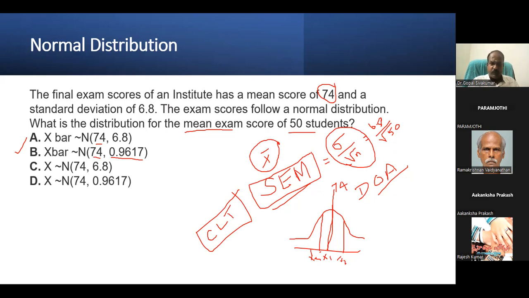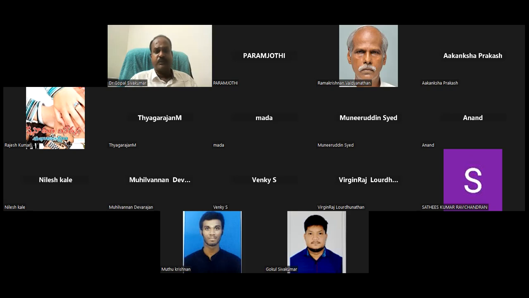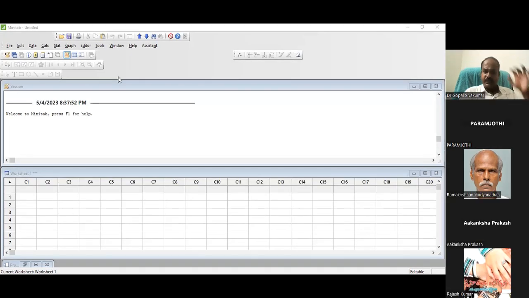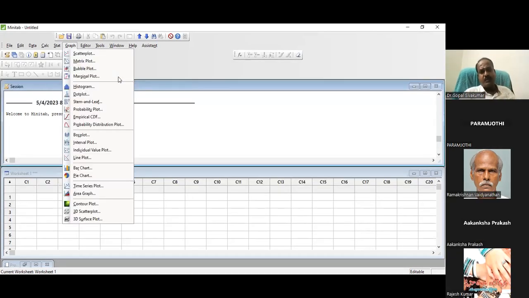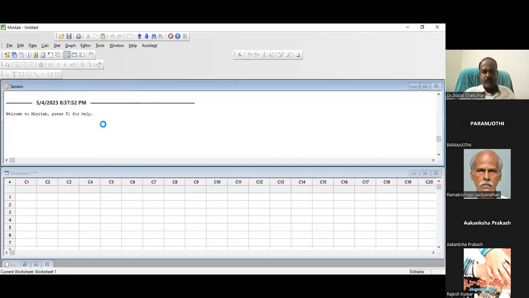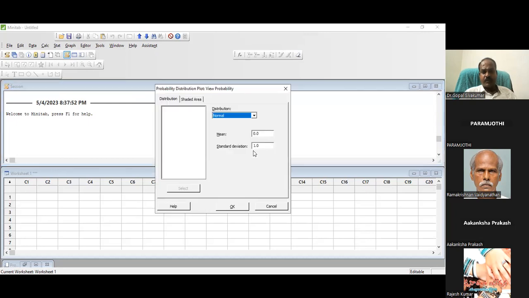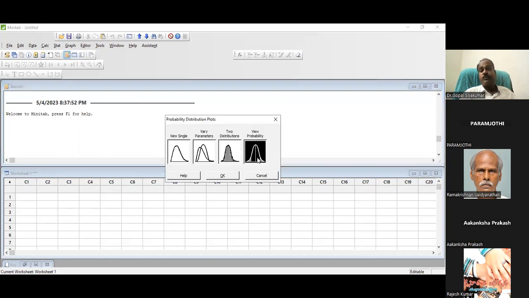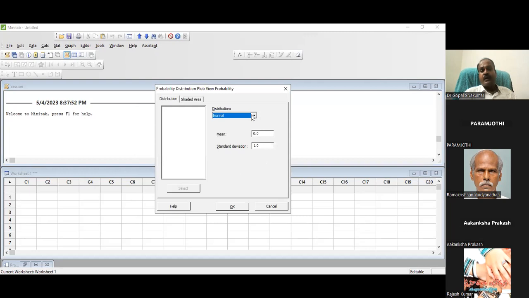Now let me take you to Minitab, because Minitab is now ready. Can you see my Minitab screen? So see here, there is a Graph button. Go there. Probability Distribution Plot. Then View Probability, then OK.